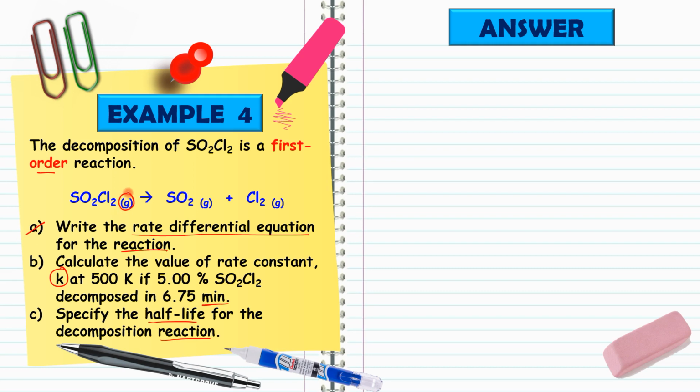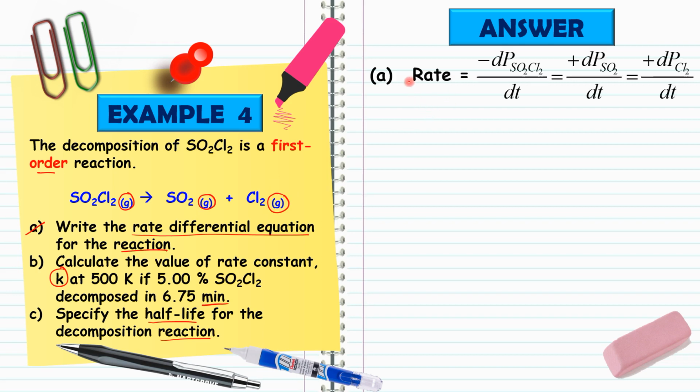So we try to answer the first one, A, write the rate differential equation. Since everything here is in the gas phase, you can also use partial pressure. For example, rate equals negative d partial pressure of SO2Cl2 over dt, since the reactant is a gas, negative because the reactant decreases, equals positive d partial pressure of SO2 over dt, positive because the product increases with time, equals positive d partial pressure of Cl2 over dt. So instead of concentration, you can also write the rate differential equation in terms of partial pressure.